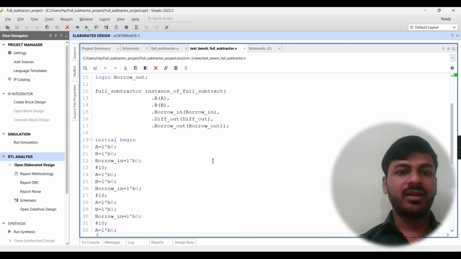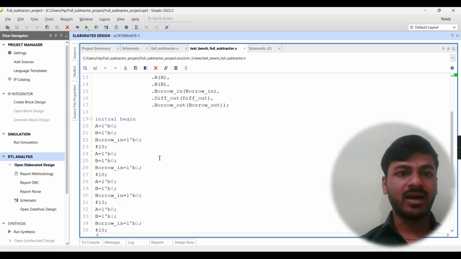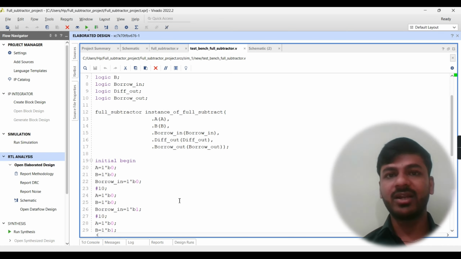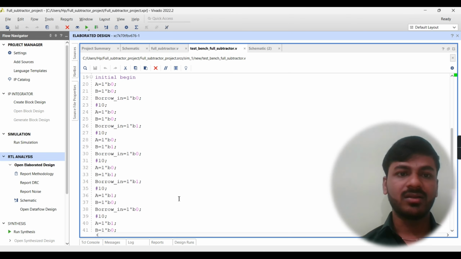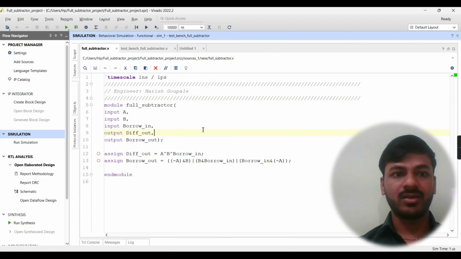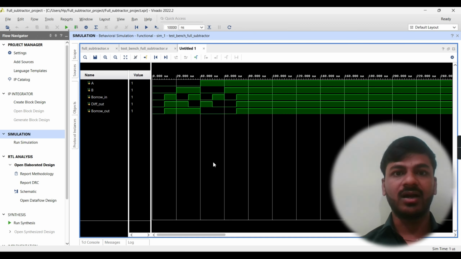Okay, and inside the initial begin, I have given 8 combinations. As we are having 3 inputs in full subtractor, total 8 combinations become. So I have given the values as per that. Okay, now we'll see the waveform. As I have already clicked on this.